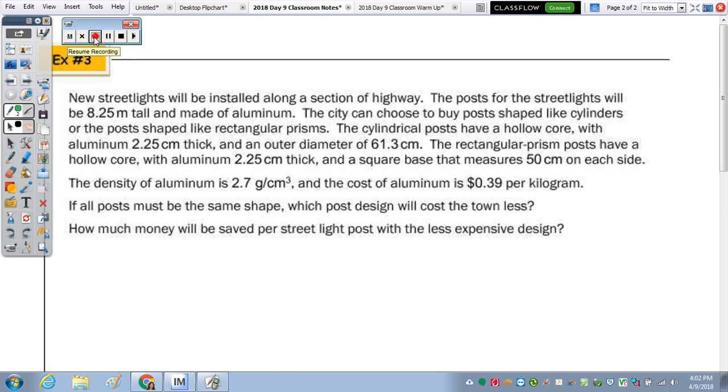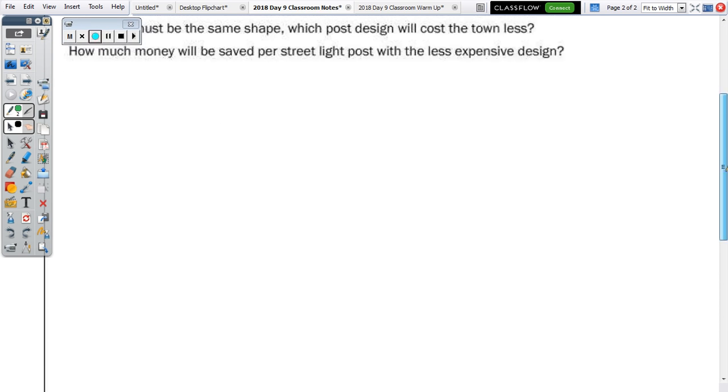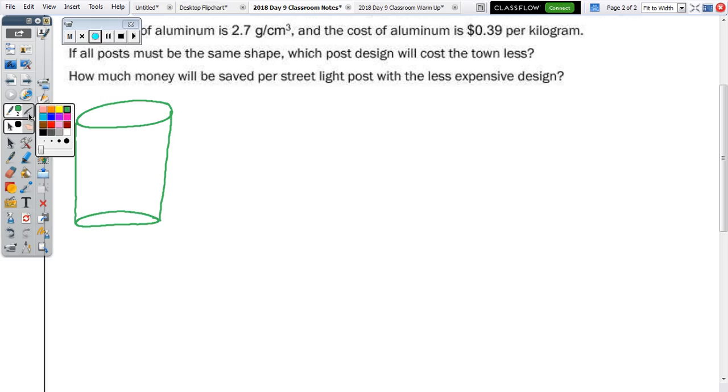So I'm first going to take a minute and draw each. I'm going to move this all the way, not too far, since I can't reach it. And I'm going to sketch. Let's start with the cylindrical post. I'm going to draw the cylinder. And it stated in the question that they have a hollow core. So I'm going to sketch the cylinder within a cylinder. Here is the hollow core.